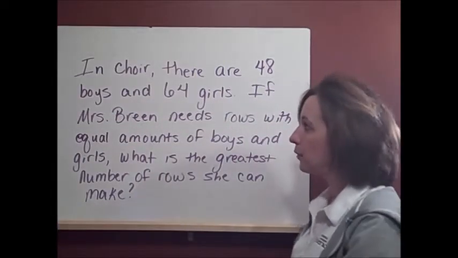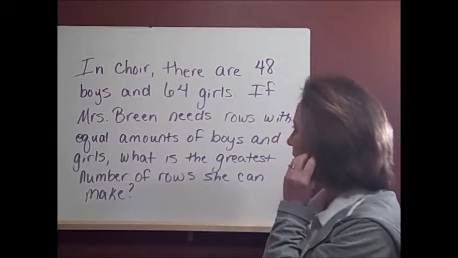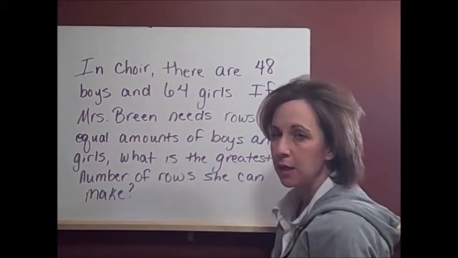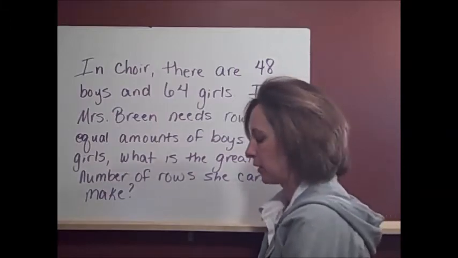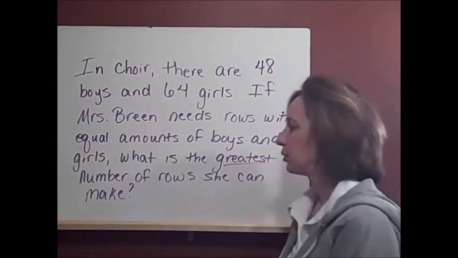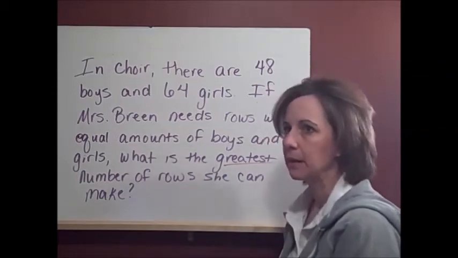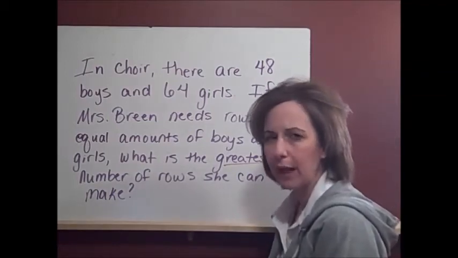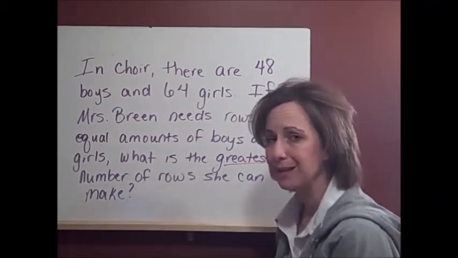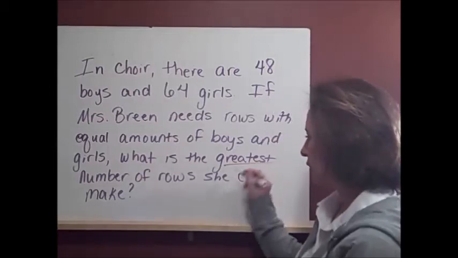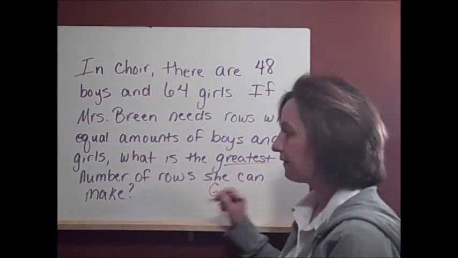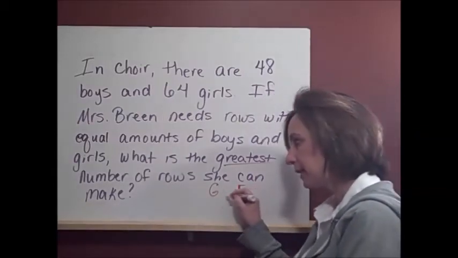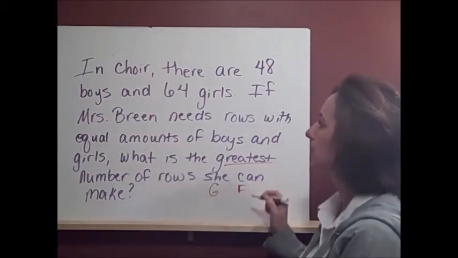There are 48 boys and 64 girls. If Mrs. Breen needs rows with equal amounts of boys and girls, what's the greatest number of rows she can make? I'm asking myself for that keyword, and the keyword that I see here is greatest. And now I'm asking myself, do I want more rows than I have boys or than I have girls? And the answer is no, I want less. So I want a smaller number. So I'm looking for greatest, and factor is the one that yields a smaller number. So if you look here, this is telling me that I am looking at the greatest common factor.